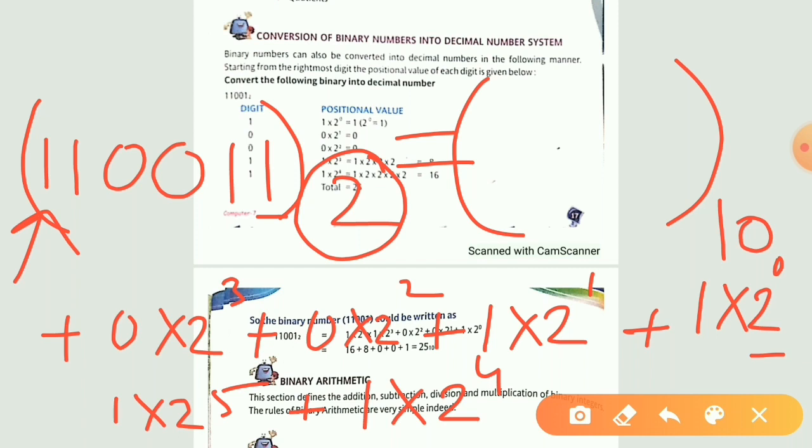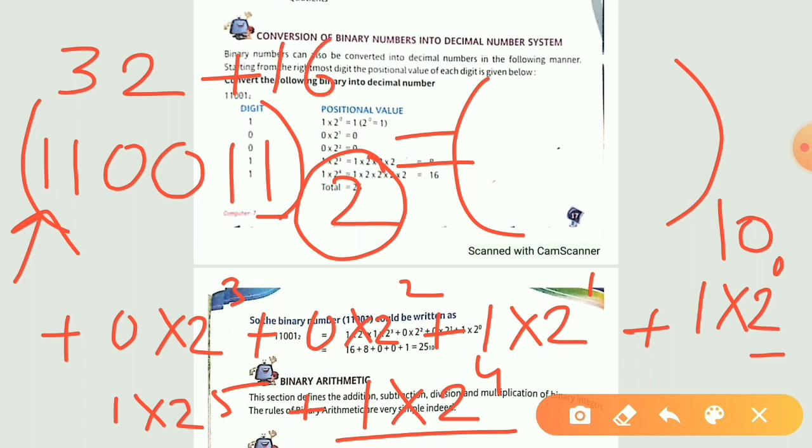Now try to solve this one. At the top I'm going to write it out. So over here 2 to the power 5 will give you 32. 1 multiplied by 32 is 32, and again plus 2 to the power 4 is going to give you 16. So 16 multiplied by 1 will give you 16.